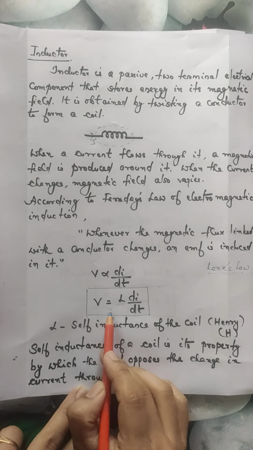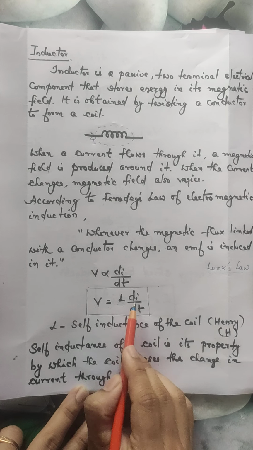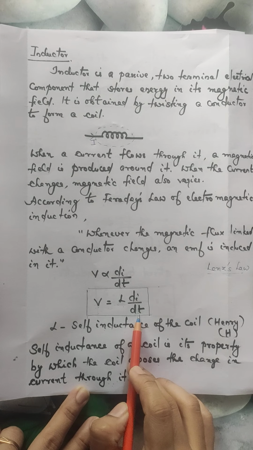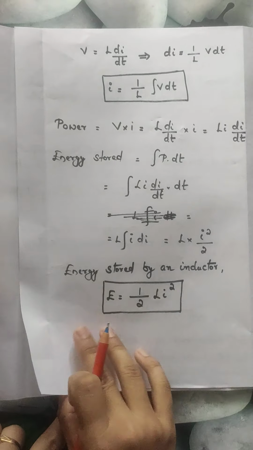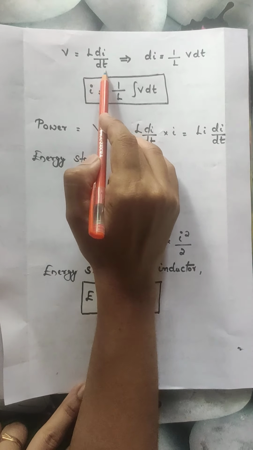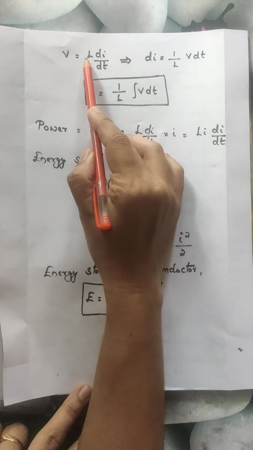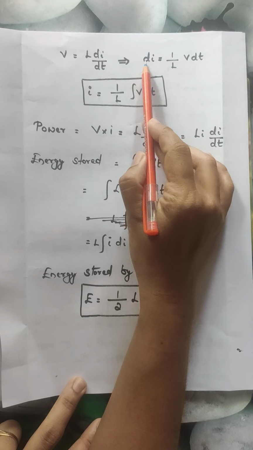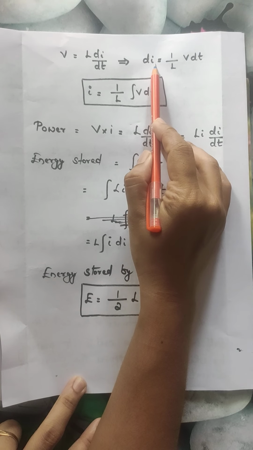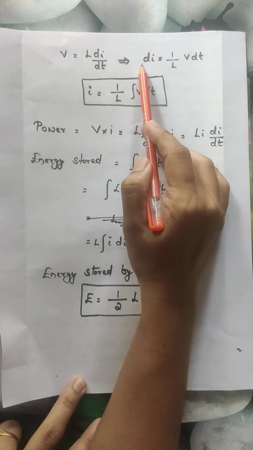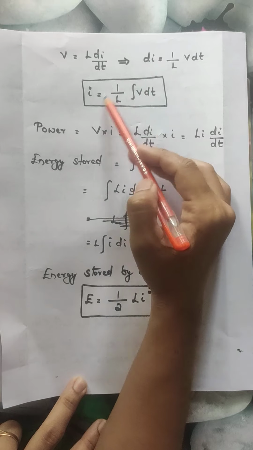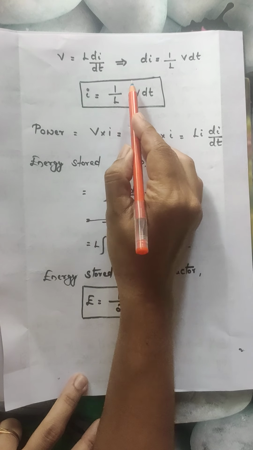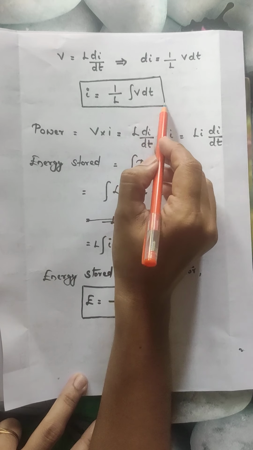Now we have the equation for voltage, V is equal to L into di by dt. From this equation we can write the equation for current. We can write di as V into dt divided by L, or 1 by L into V dt. From di we will get I by integrating this equation. So current I is equal to the integral of the right hand side, that is 1 by L, which is a constant, and the integral of V dt. So this is the current equation for an inductor.